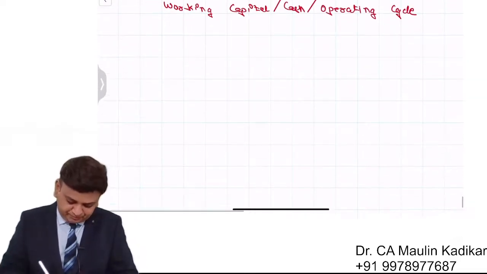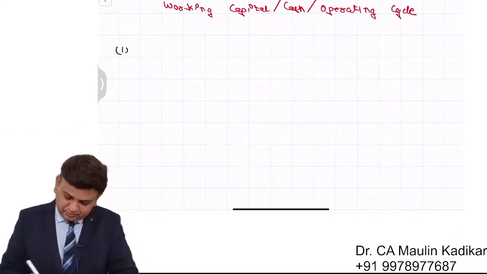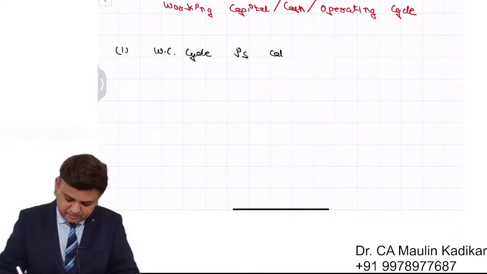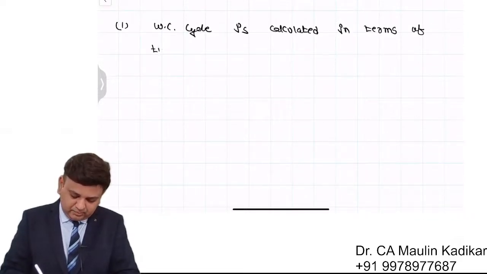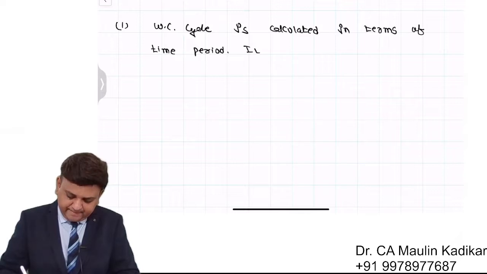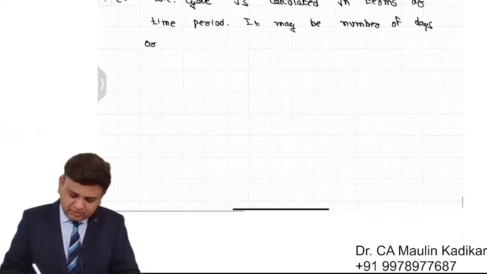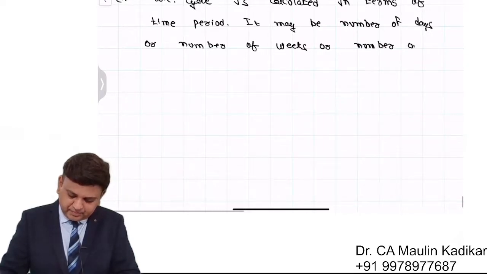In that, write down first point. W.C cycle, the working capital cycle, is calculated in terms of time period. Full stop. It may be number of days or number of weeks or number of months.